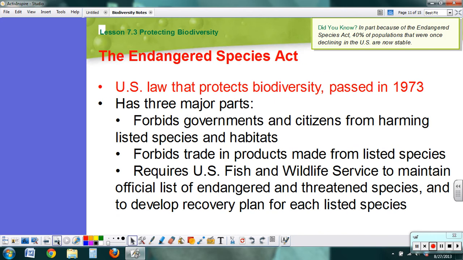EPA also gave us the Endangered Species Act, which was founded in 1973. It really prevents us from harming another species on the endangered species list by building a dam that would ruin its environment, or building a city that would ruin its environment. And also, you can't hunt it, trade it, or kill it in any way because it's on a recovery plan. So we're trying to help bring it back.